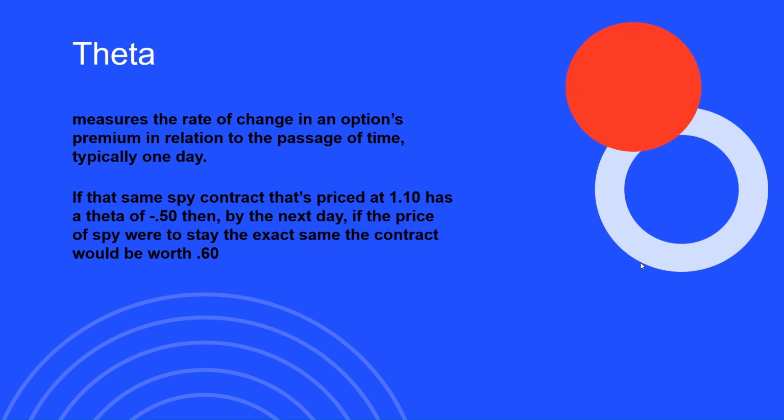But yeah, that's why contracts super far out in time, right? If we were to talk about buying a contract in July right now, the theta wouldn't be that big because there's tons of time on that contract. But anyway, if that same SPY contract that we just talked about, that's priced at $110, has a theta of minus $50, by the next day, the next 24 hours, if the price of SPY were to stay the exact same, the contract would be worth $60. Again, if it were to stay the exact same, it won't. It will move up and down, but it'll still lose $50.